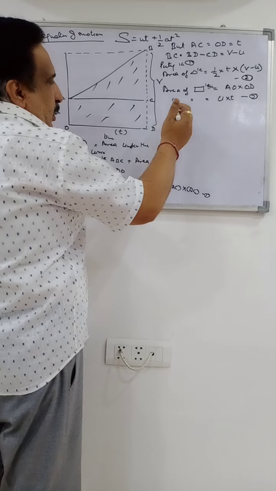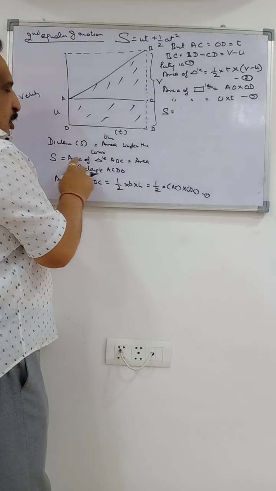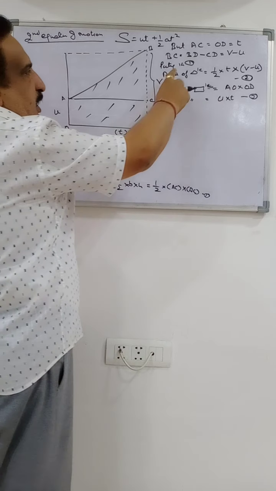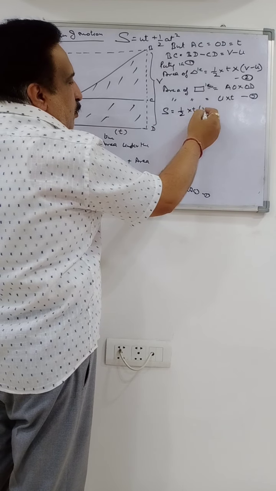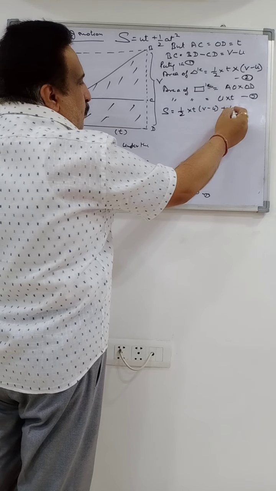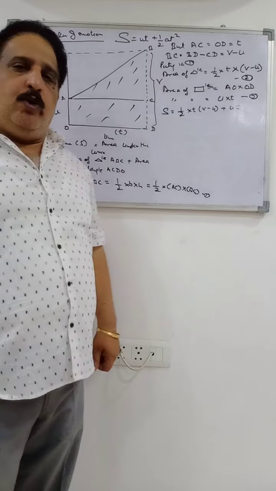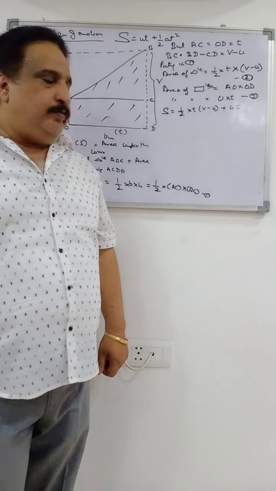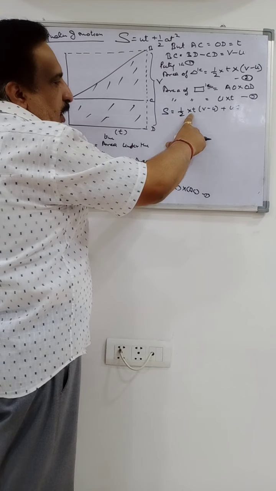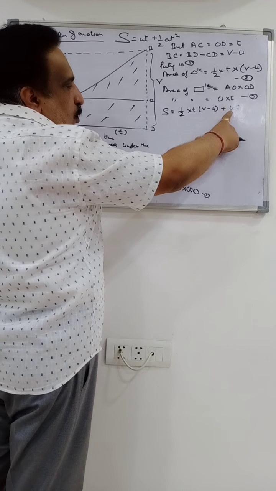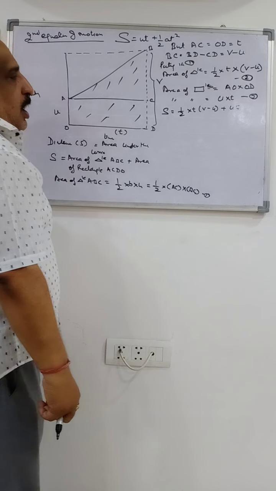So what do you get? S will be equal to the area of triangle plus the area of rectangle. What is the area of triangle equal to? Half into T into V minus U, plus U into T. So half into T into V minus U plus UT. Is that clear, beta?